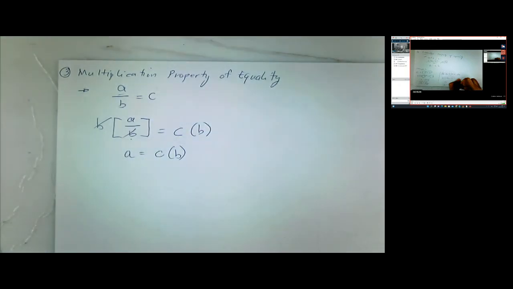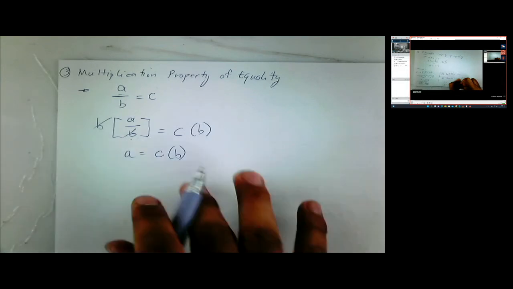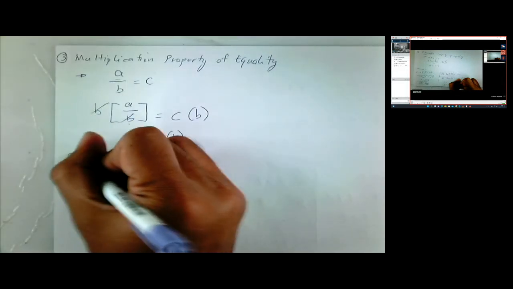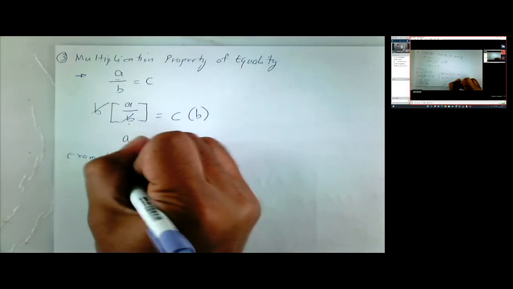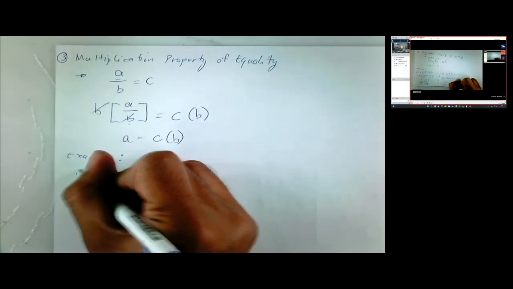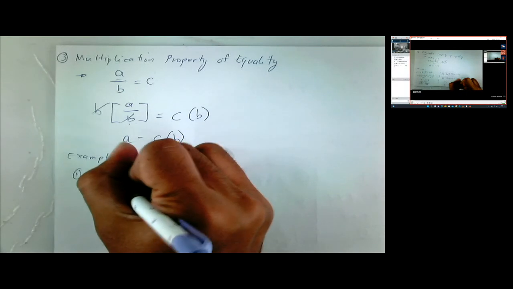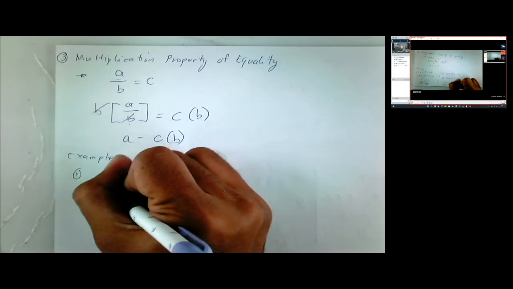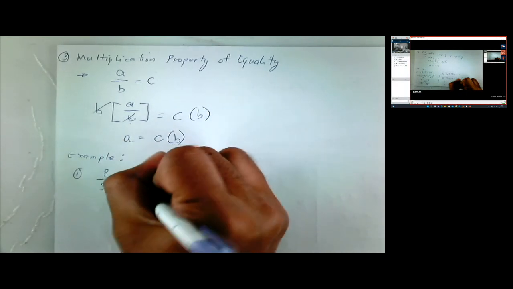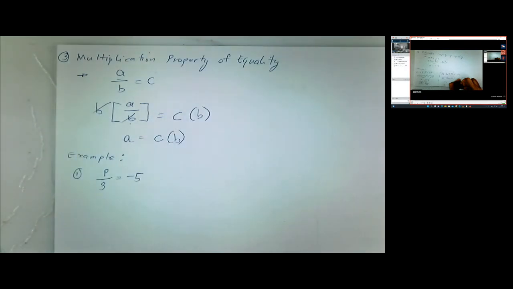Okay, again, that is the multiplication property of equality. Now, let me give you an example to support that. For example, we have P over 3 equals negative 5, and we want to solve for P.